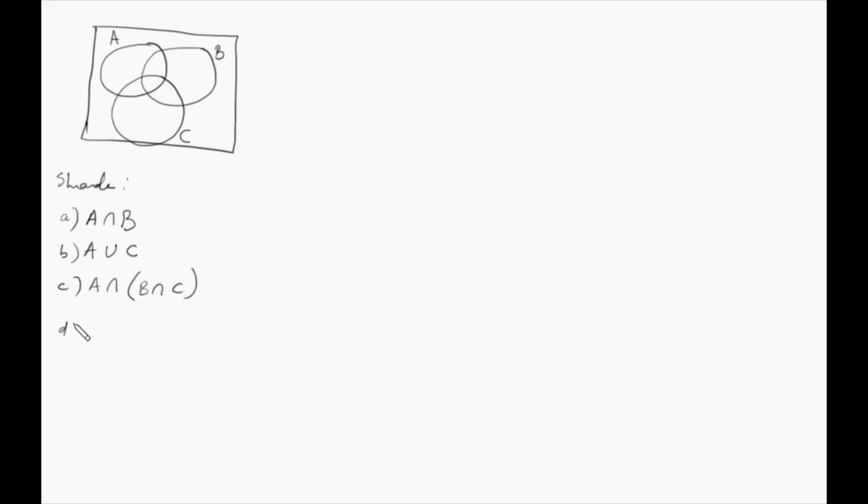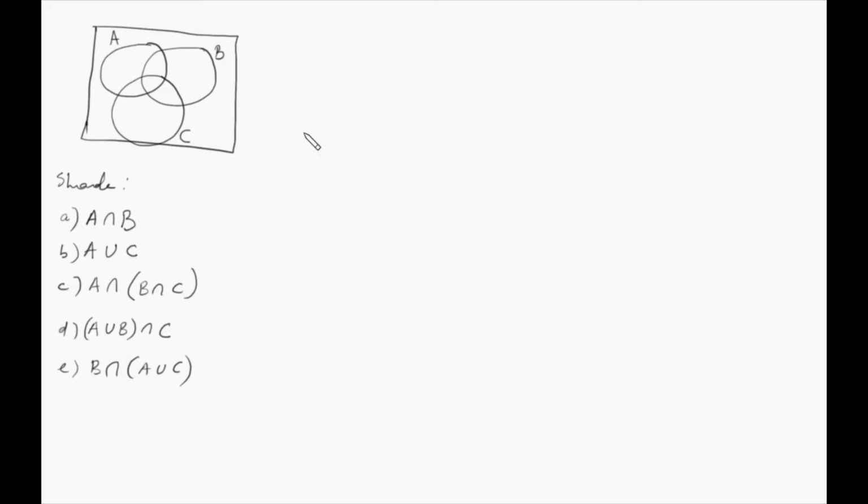Then you have to shade A union B. Okay, A union B intersect C. Okay, then B intersect A union C. All right. How would you shade these ones? How would you do that?